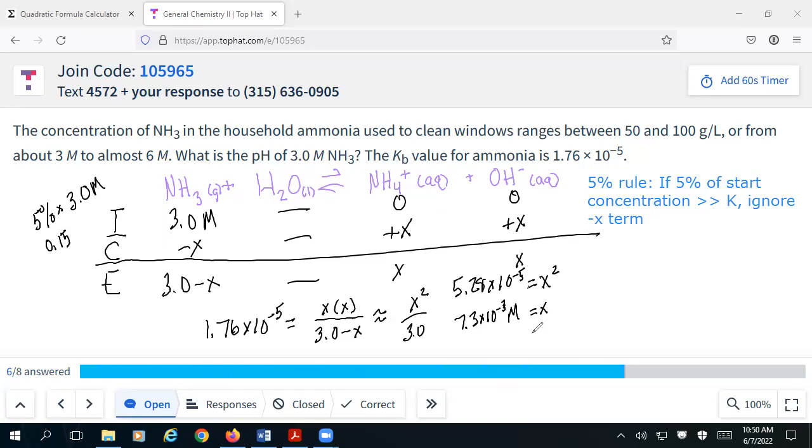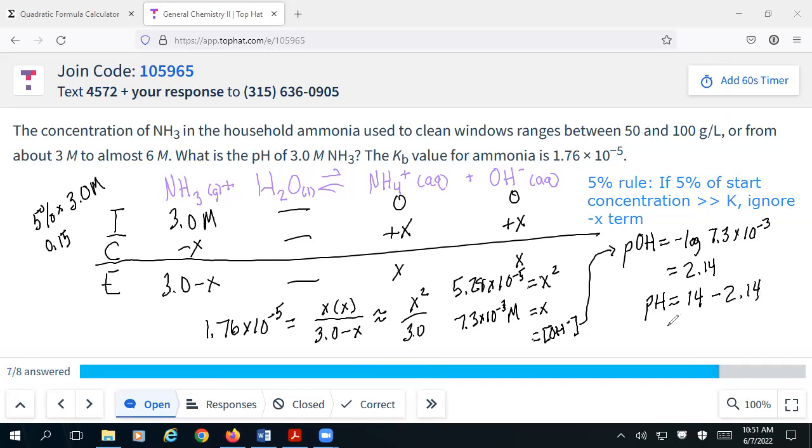Since x is the concentration of the hydroxide, I can take that value and immediately find the pOH. pOH is equal to negative log of 7.3 times 10 to the negative third, which would be 2.14. pH would be 14 minus 2.14, so 11.86.